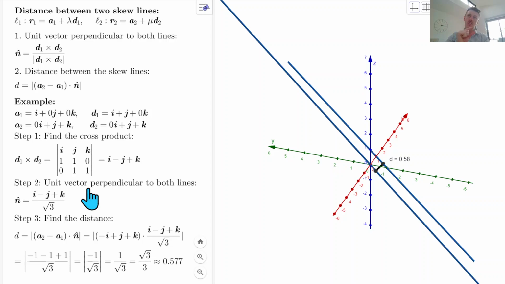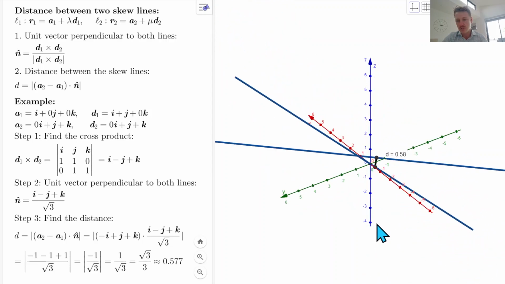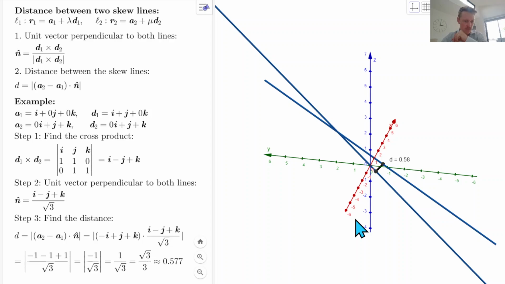And then what you do is you find the unit vector of that, so you divide by root 3 in this case, and then you can apply this rule, the magnitude of a2 minus a1 dotted with the unit vector n. And then you get this, and you crunch the numbers, and you'll get approximately 0.577 in this case, which is what we have here. So we have this distance being approximately 0.58 between those two skew lines.